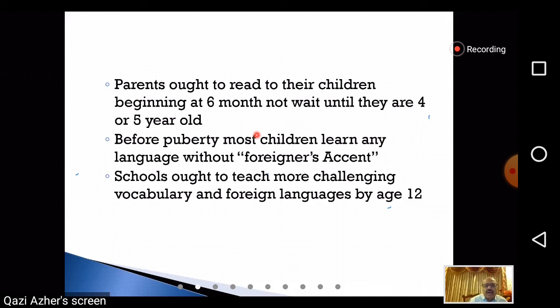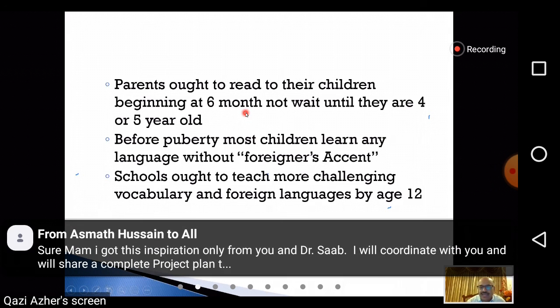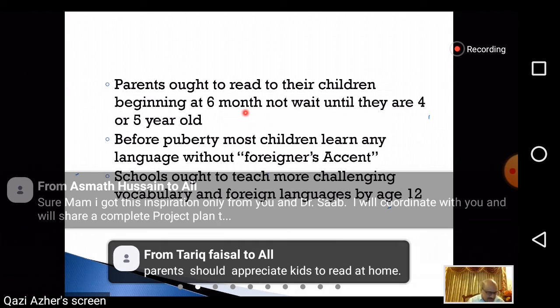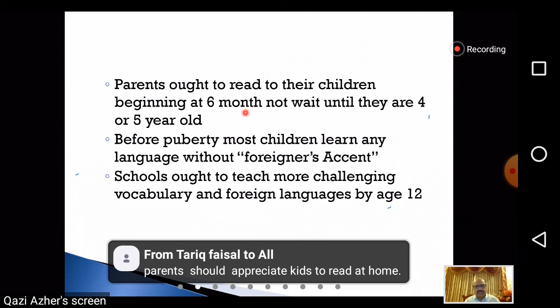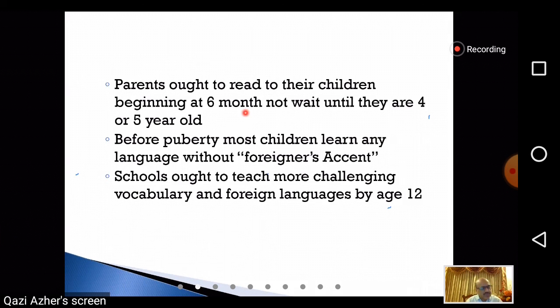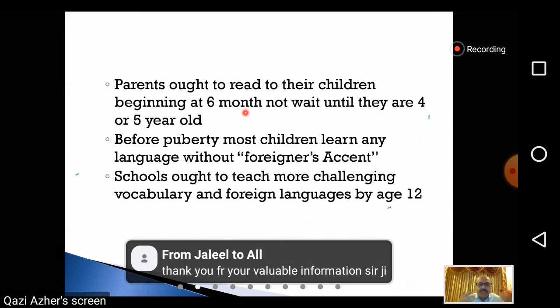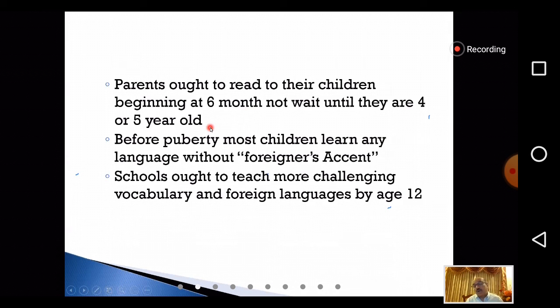A parent ought to read to their children beginning at 6 months. Don't think that if the child is not talking, you cannot read to them. Put the child in your lap. Just read it. That's simple. Or sometimes there are some books which show pictures and you make a story. Oh, this child wants to play ball. Now he kicks the ball. See, the words are not there, but you read. And the child will remember those things. Okay? And until they are 4 and 5 years old, and by now they start reading by themselves.